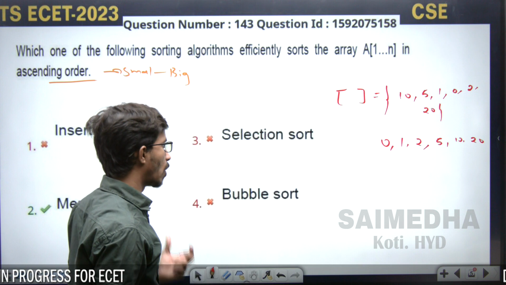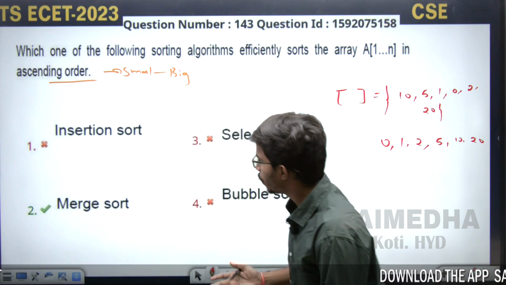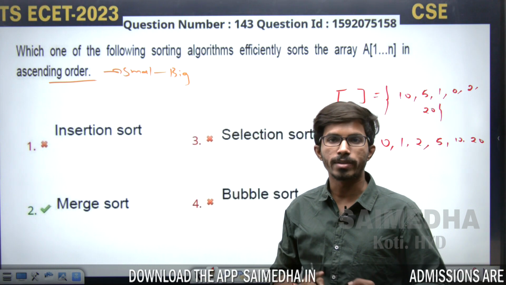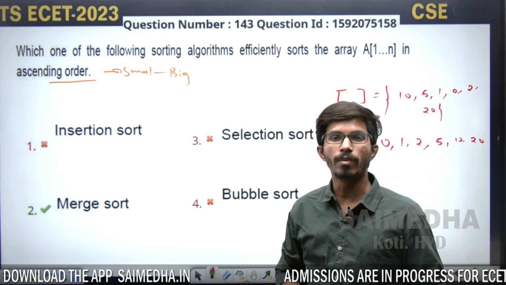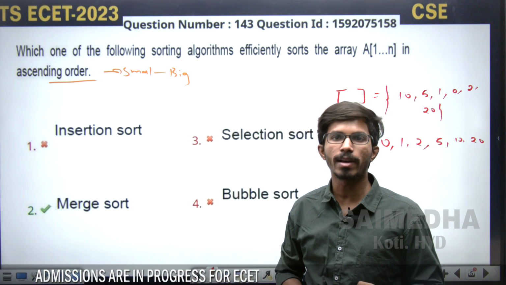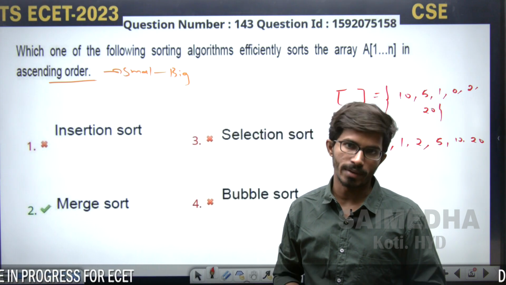So which one is the best sorting algorithm? How do we compare based on time complexity? Which time complexity do we have to take: worst case, average case, or best case? Always take the worst case complexity. If you take the worst case complexity, it will cover both the best and the average case.